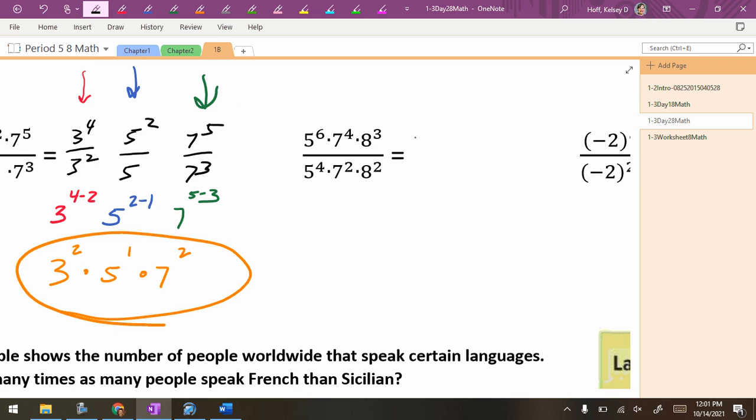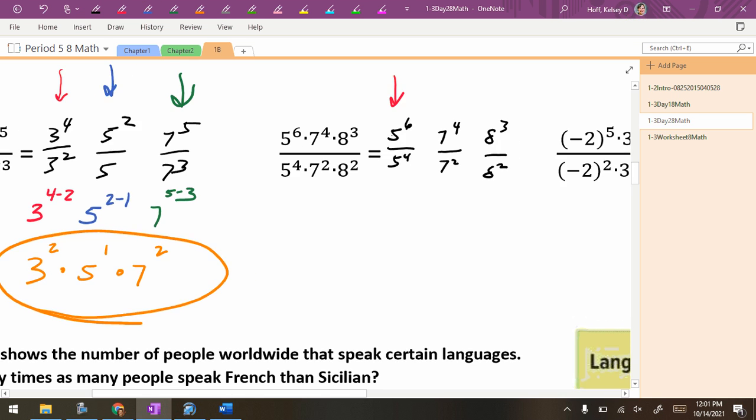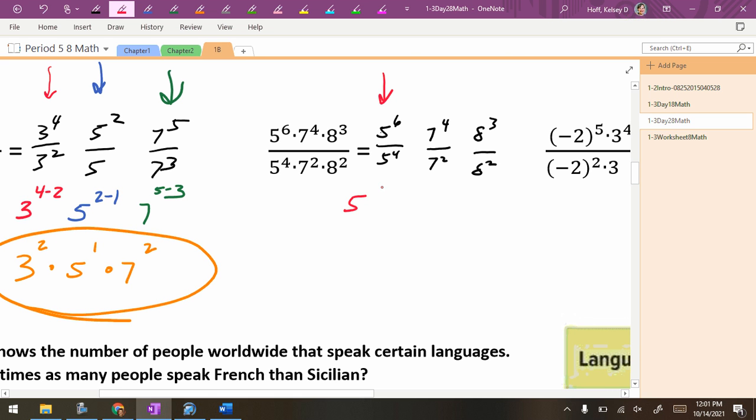I'm going to do the same thing. 5 to the 6th, 5 to the 4th, 7 to the 4th, 7 squared, 8 cubed, 8 squared. Miss Talina, what is my first base? 5, and what am I going to subtract? 6 minus 4, good work.